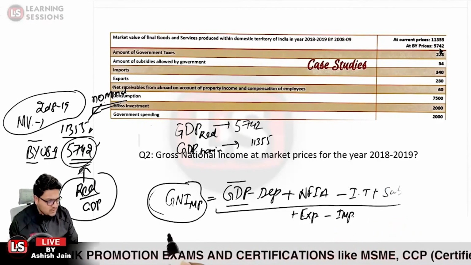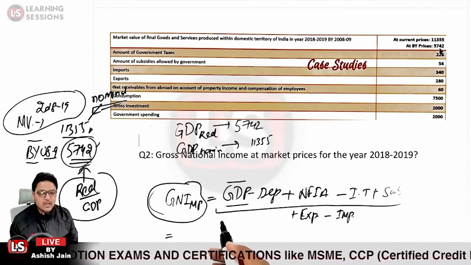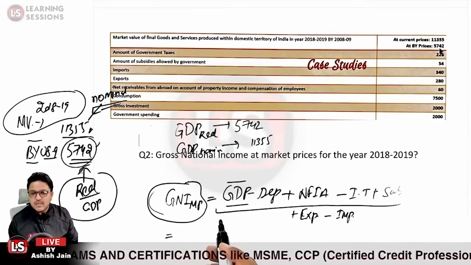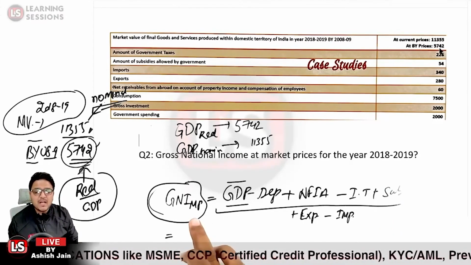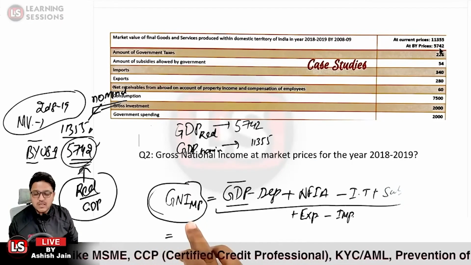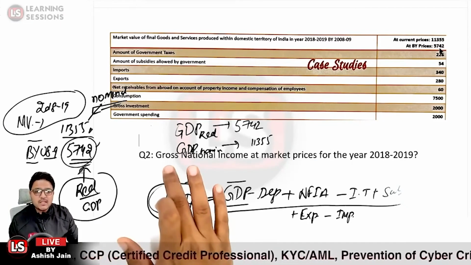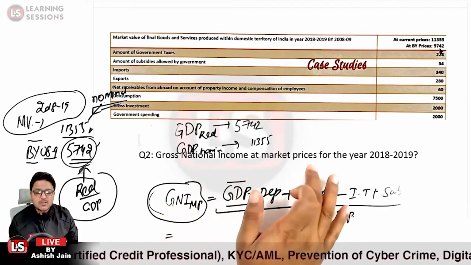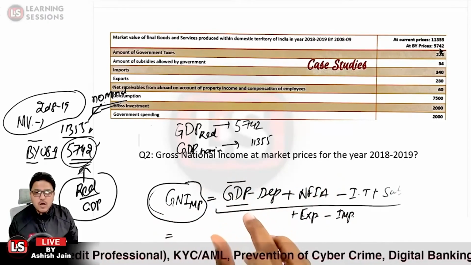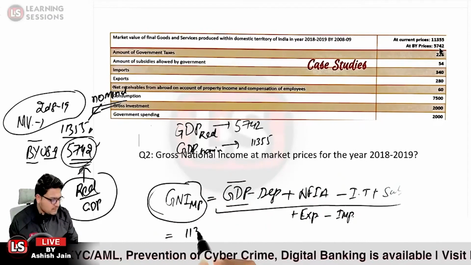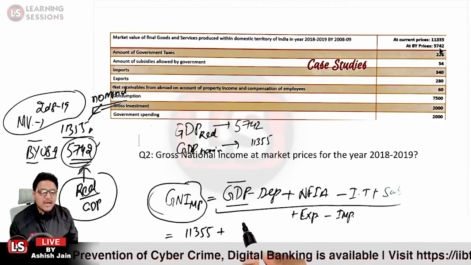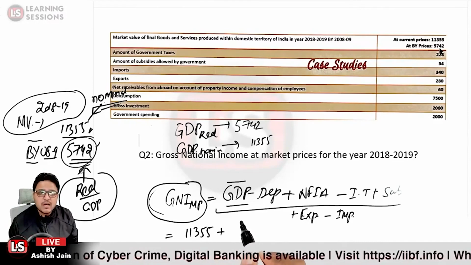So what GDP will we be considering over here? Kindly please do answer at the earliest. What GDP amount will we be considering? Because it is at market prices, we need to calculate the GNI, the gross national income at market prices. So what GDP would be considered? Nominal GDP would be considered. So the nominal GDP is 11355. And is there any depreciation given over here? I don't think so.